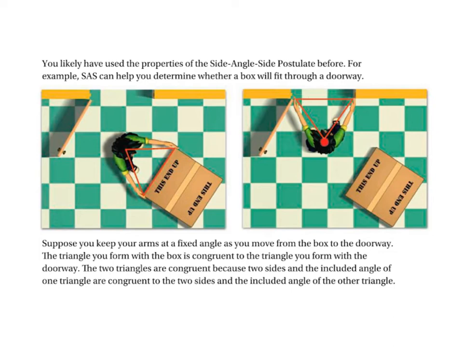And then you turn around and you keep your arms at the same length and you keep that same angle, and you're going to be able to see whether all parts, including the width across the other side, is congruent and will therefore fit, okay? That's the idea here that you might have experienced in the past, just to give you a sense of it.